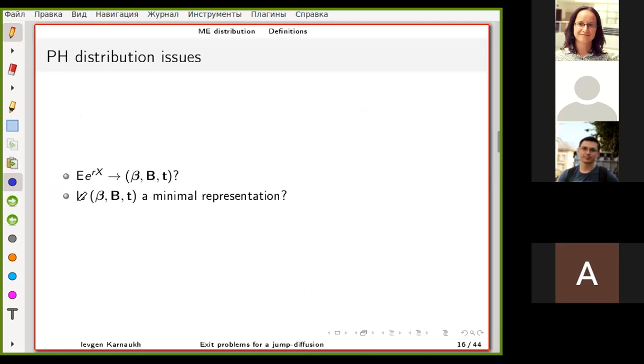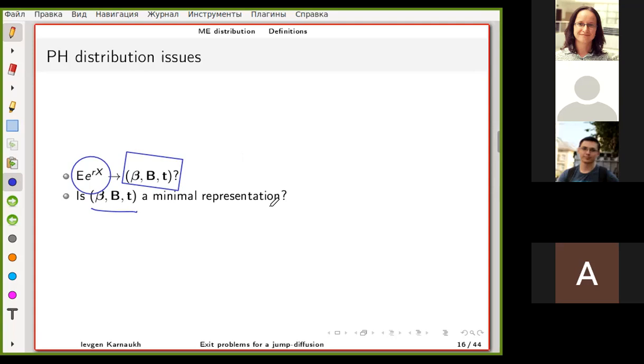The first one: given a matrix, or just even in the scalar case, given the moment generating function, how to find the representation? How to find beta, B, and T, given this moment generating function? How to invert our moment generating function for the PH distribution is not a very easy task. Moreover, what is also important, how to find a minimal representation? What is the smallest number of phases? From the statistical point of view, it is an important problem since we can have an overparameterized model, so we will need to estimate too many parameters.